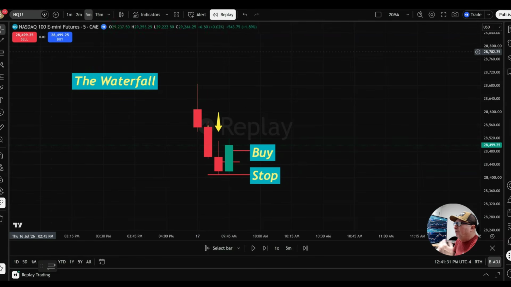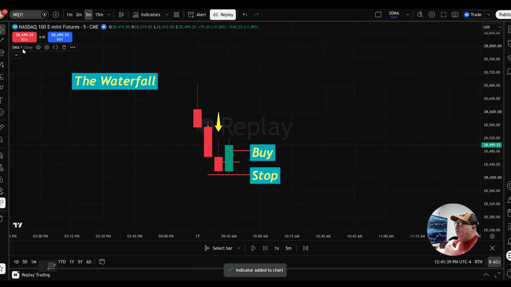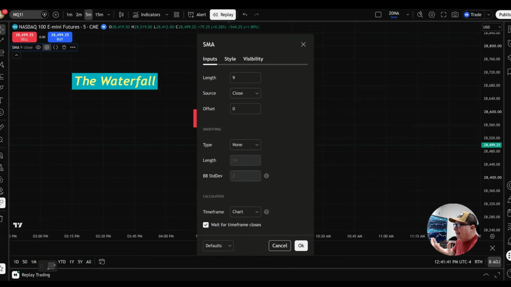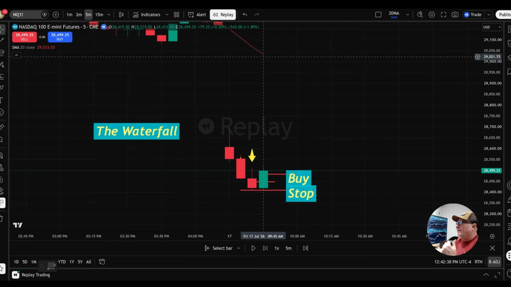So now what I do is just put the 20 simple moving average, which I always have on my charts anyhow. If you follow along in my other videos, you know that this 20 is my anchor line for the power bar trade, which is the power bar indicator that I use all the time.